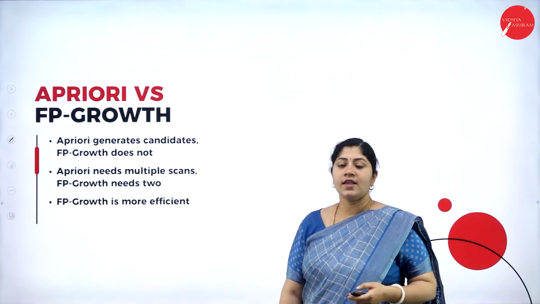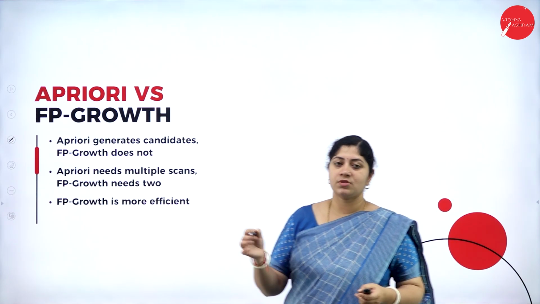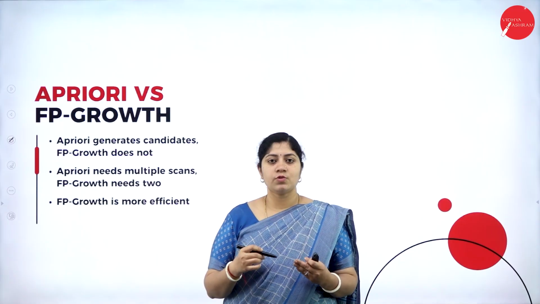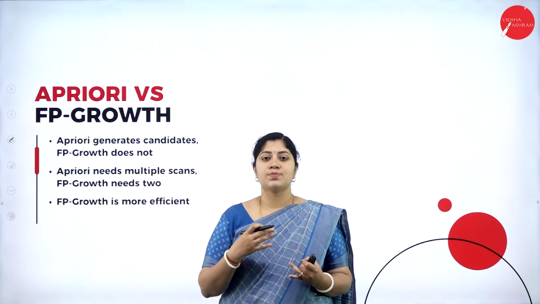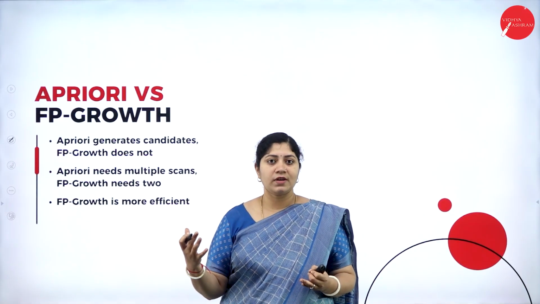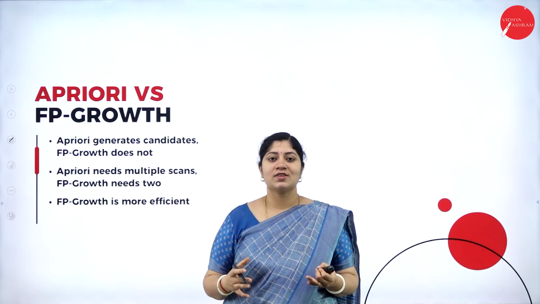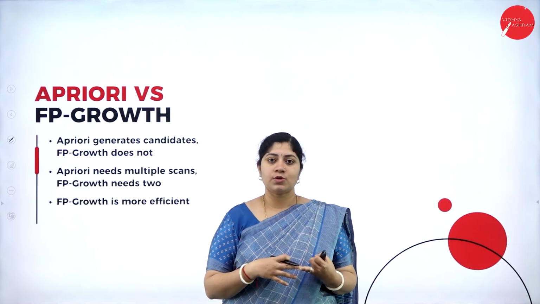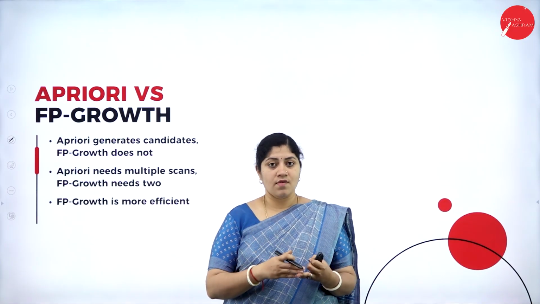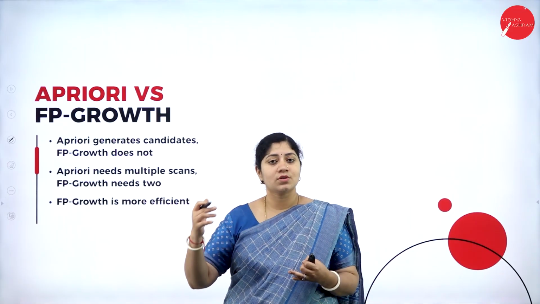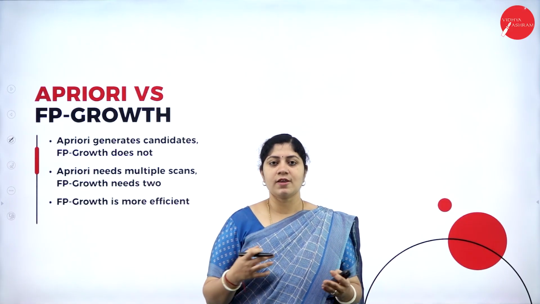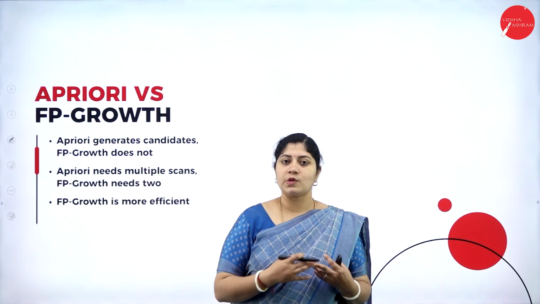Let's move forward and see a small comparison between Apriori and FP growth algorithms. Apriori, as we know, generates candidates, and with respect to FP growth, it does not generate any candidates. Instead of candidates, what does it generate? It generates the trees. And with respect to scans, Apriori needs multiple scans, but FP growth just takes 2 scans. That's it. With respect to efficiency, yes, definitely FP growth is more efficient compared to Apriori.